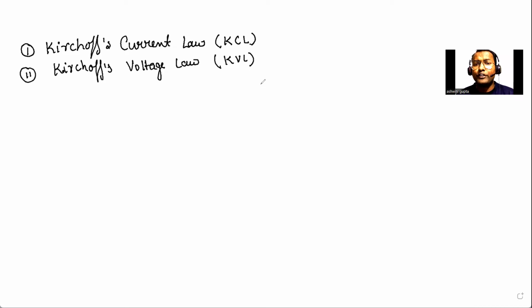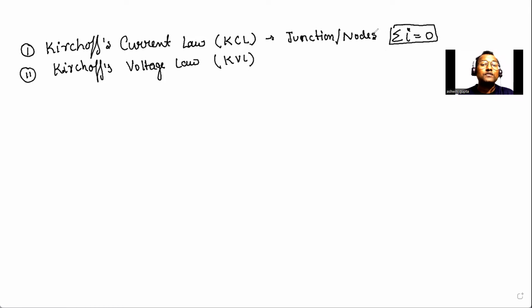I'm not going into so much detail in this video, but I would like to tell you about KCL, that the KCL is used at the junctions, or we can simply say nodes. Basically, KCL says that the algebraic sum of all the currents at a node is always equal to zero, that is, sigma I is equal to zero. This is a simple mathematical description of KCL, that is Kirchhoff's current law.